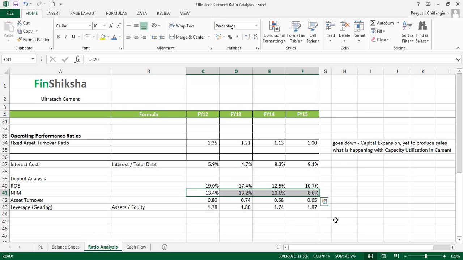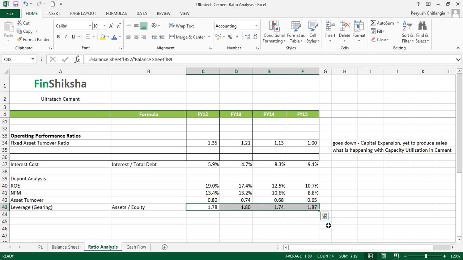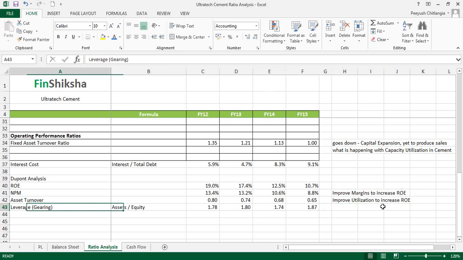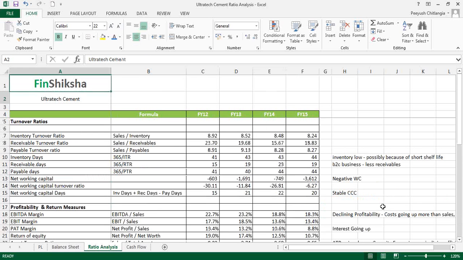So that's the second part that creates a problem. Gearing is not really a big issue. It's kind of stagnant or more or less standard, right? So to take ROE up, they have to improve utilization to increase ROE and improve margins to increase ROE. That's the broad analysis that you do on the return on equity part as well, right?